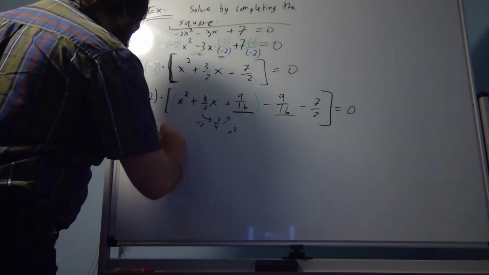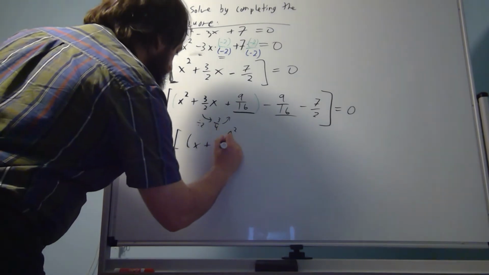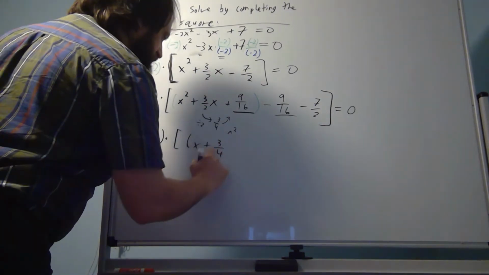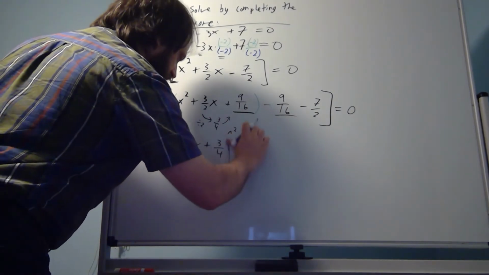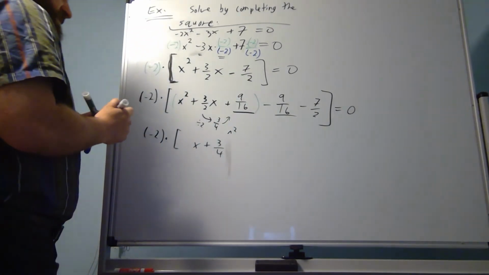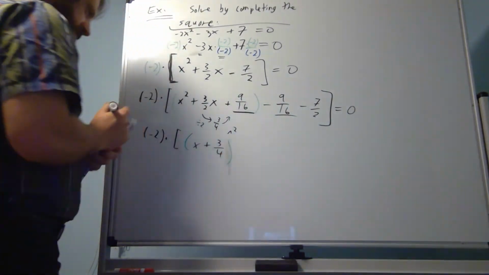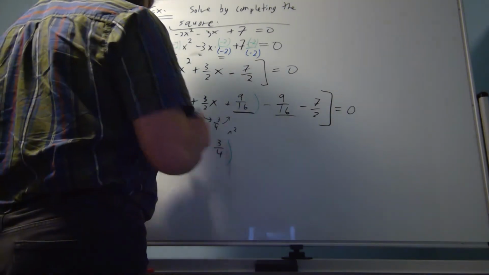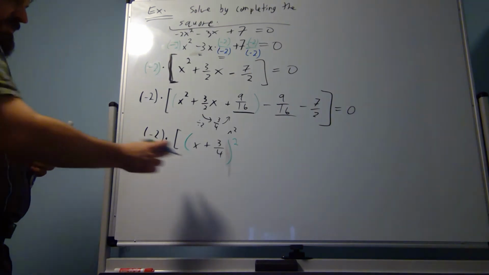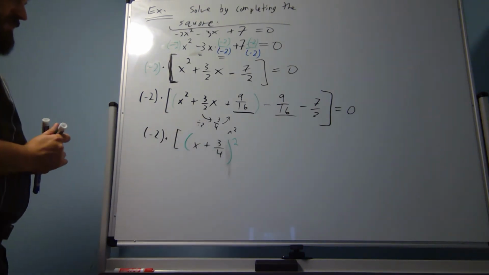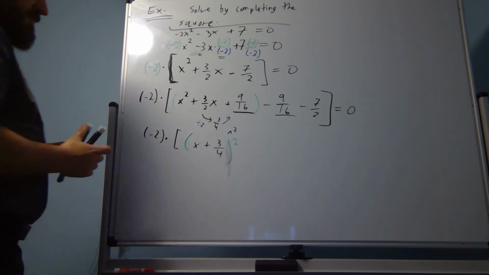And what do we have? We have -2 times x plus, well, we need not 3/2, we need 3/4. I'm going to keep emphasizing this by making it green. So x plus 3/4 squared is the other green parentheses: x squared plus 3/2 x plus 9/16.